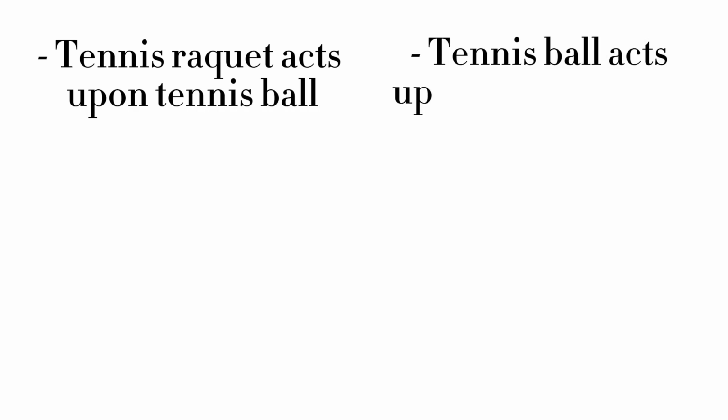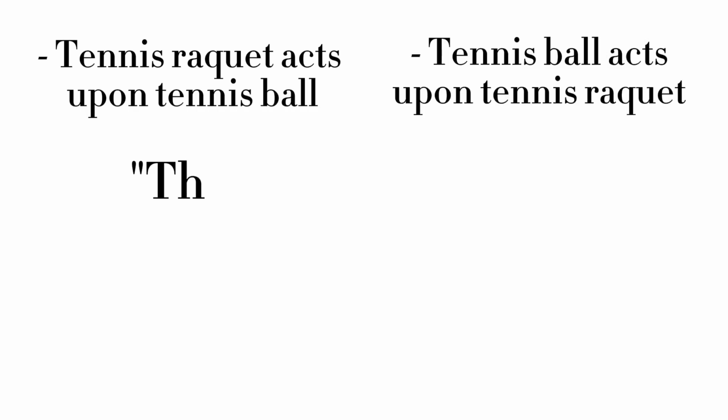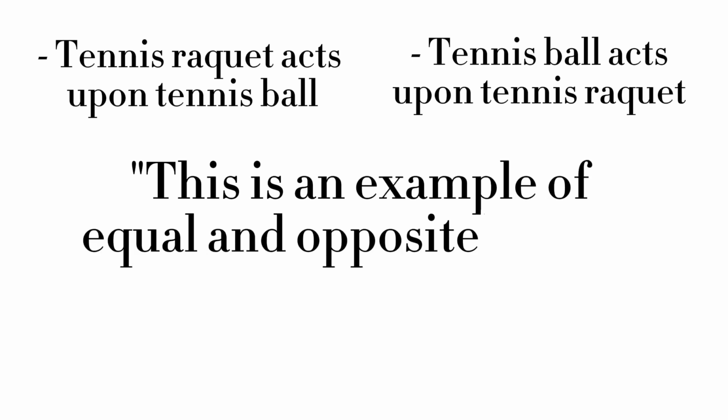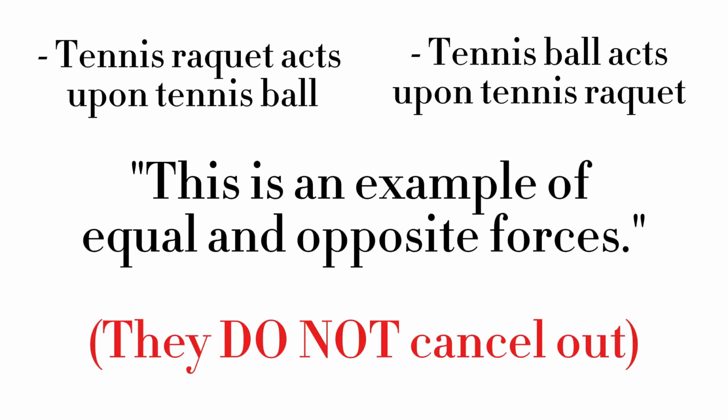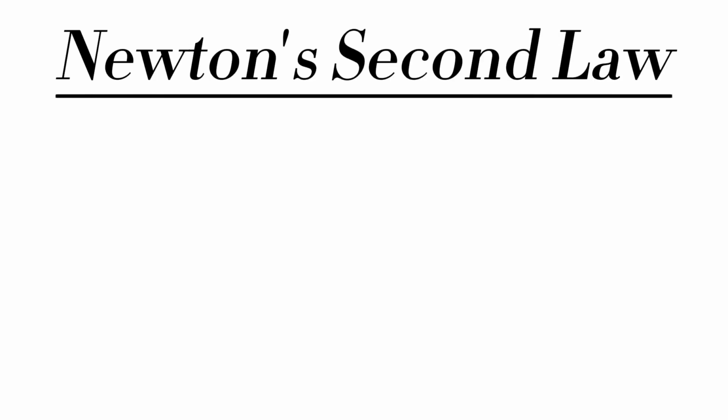The tennis racket acts upon the tennis ball, and on the flip side, the tennis ball acts upon the tennis racket with an equal and opposite force. This is why the forces do not cancel each other out. Another especially important concept to account for is that Newton's third law requires two or more objects, as shown in the example. To examine the net force acting on the tennis ball, we can utilize Newton's second law.